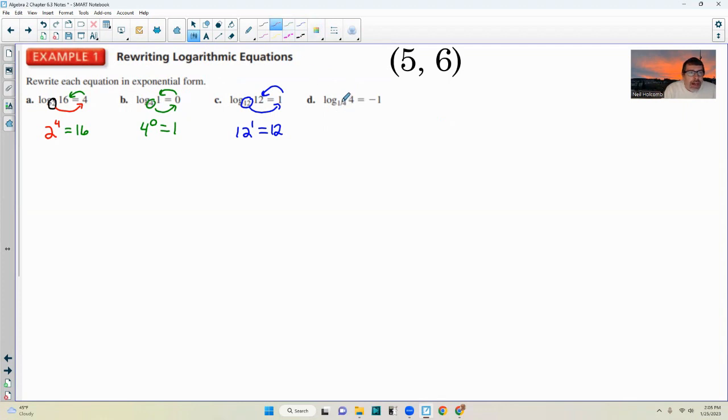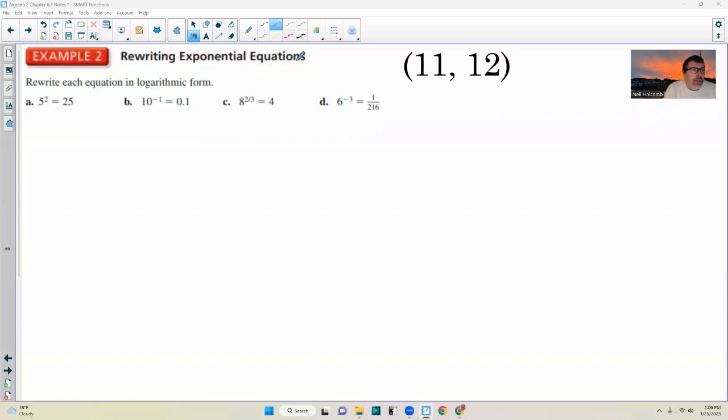Okay, so now we have a fraction. No big deal. You take 1/4, I'm going to put it in parentheses, to the power of -1 equals, go back around to the other side, 4. So 1/4 to the -1 equals 4. So that is rewriting equations in exponential form, just like that. Okay, so now you should be able to do problem numbers 5 and 6.